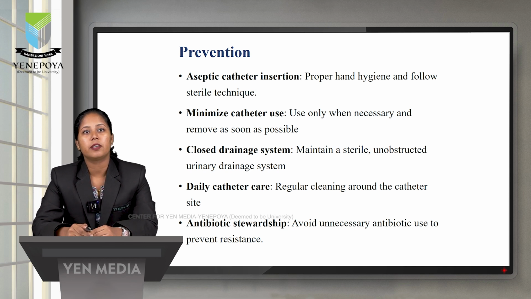Third one is closed drainage system. Maintain a sterile, unobstructed urinary drainage system. Most often we can see that even though the patient has the catheter, they are not able to pass urine, which means there is an obstruction somewhere in the drainage system. Make sure there is no obstruction in the drainage system, and you can check the urine bag for the drainage of urine. If the patient has a catheter and is still not passing urine, it suggests there is a block in the urinary tract. This has to be identified, and measures have to be taken for that.